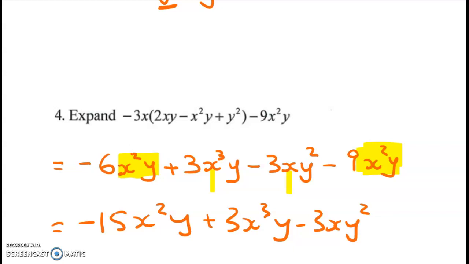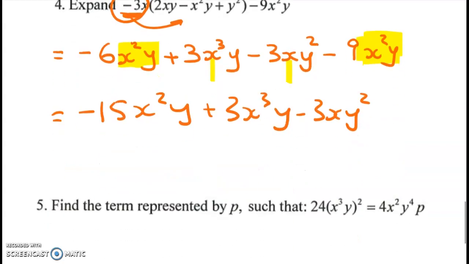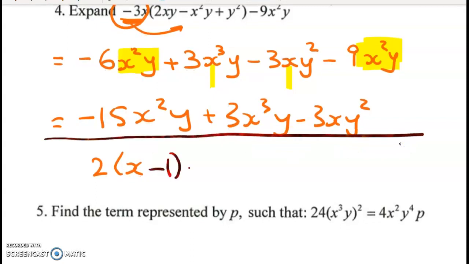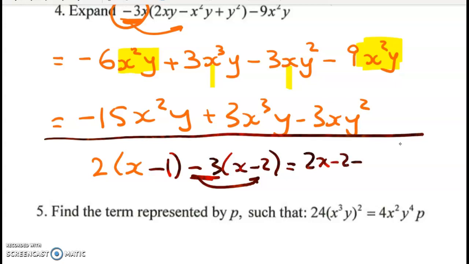And just if you're watching, be really careful whenever you see a negative sign and you're doing an expansion. For example, this is a completely separate question. So if I had 2x minus 1 minus 3x minus 2, remember that when I'm multiplying this out, it's going to be a plus here. So that would be 2x minus 2 minus 3x plus 6. Okay, very, very common Year 9, 10, 11, 12, and 13 mistake.